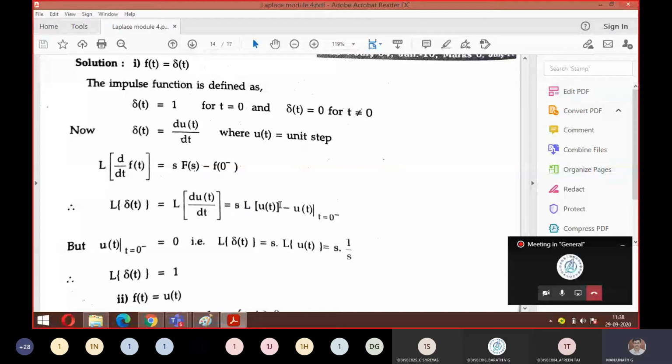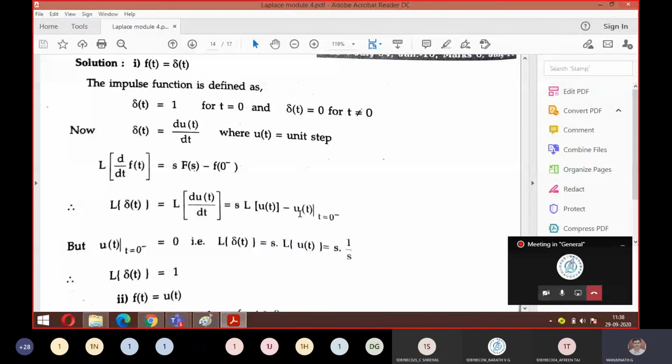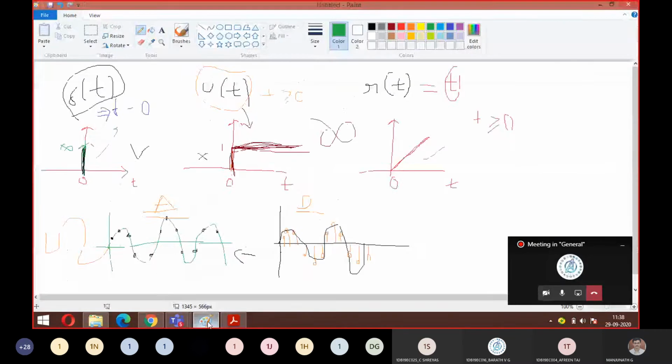Now tell me, compare this. Anyhow, you keep this as it is. Look at this: u of t at t equal to 0 minus. What is the meaning of this? What does u of t at t equal to 0 minus mean? So look at the signal. So t equal to 0 minus. I hope in the previous class I mentioned clearly the difference between 0 minus, 0 plus and 0. Yes, sir.